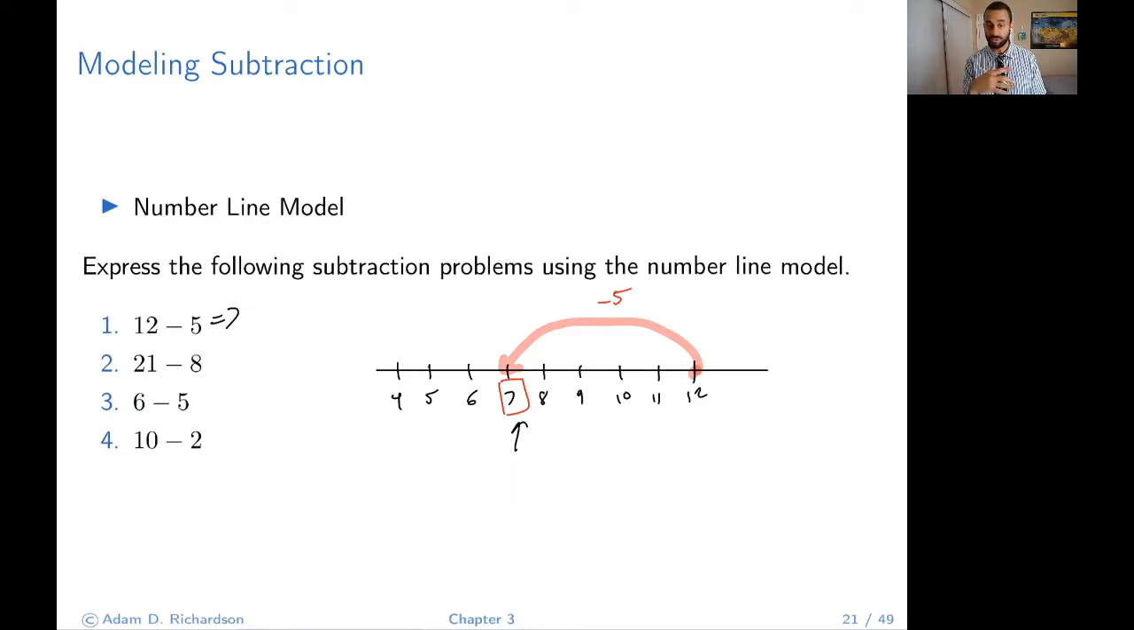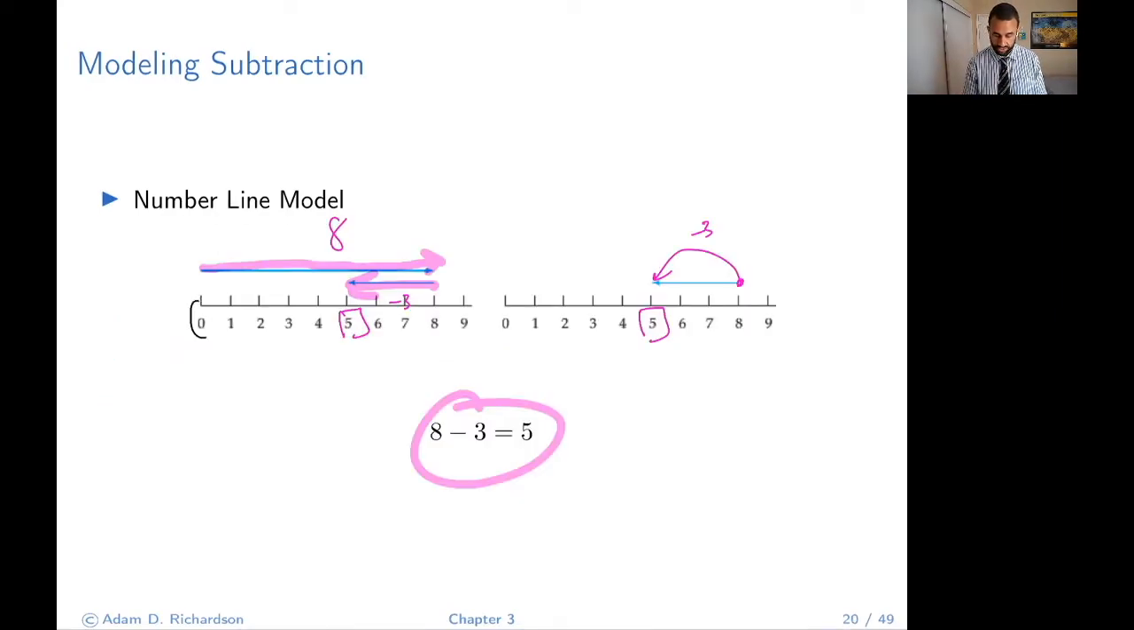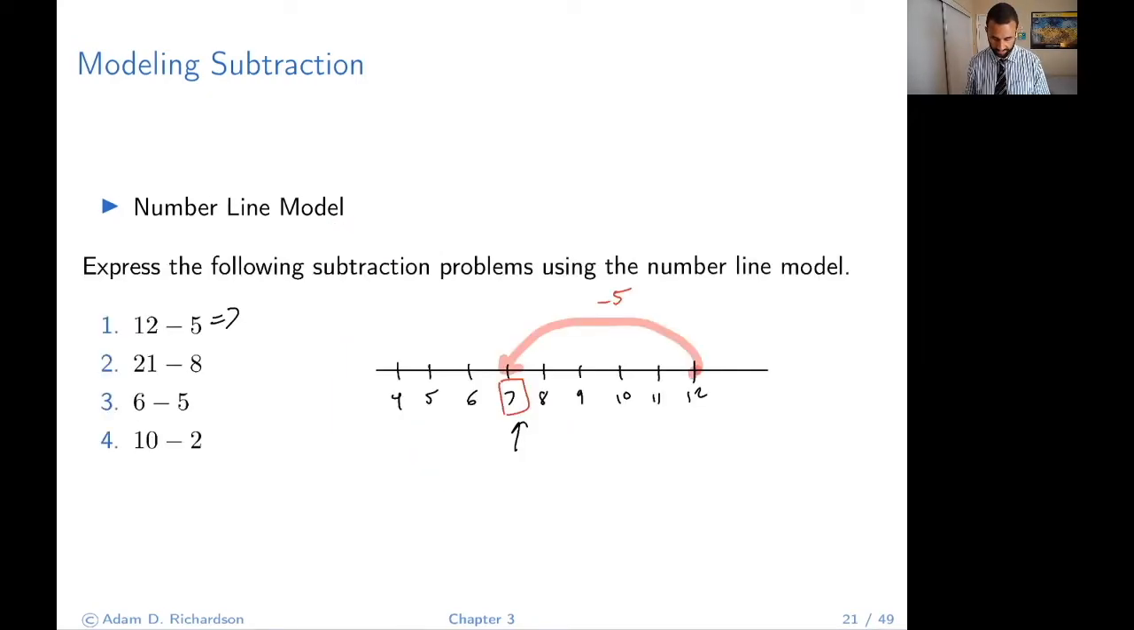And like the previous example showed, you could start at 0 and then go up and then go back. It's totally up to you. 21 minus 8 is about the same, so I think I'll pause here and let you try some of these examples on your own.